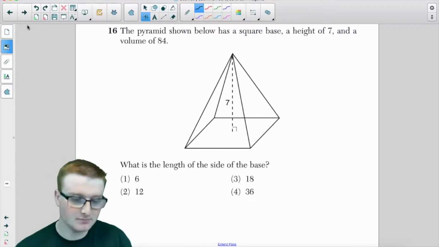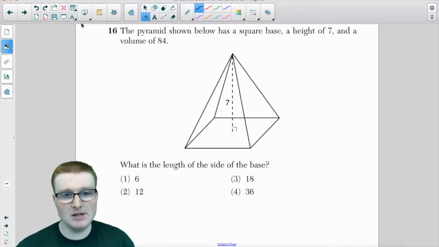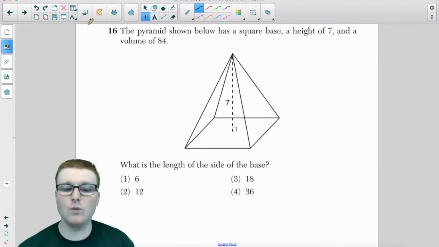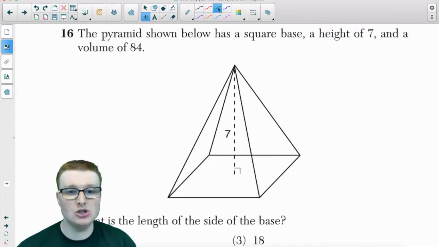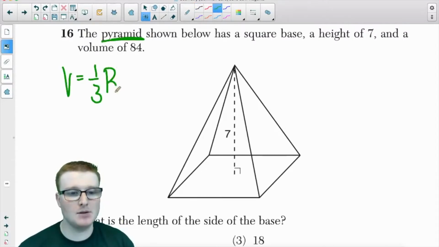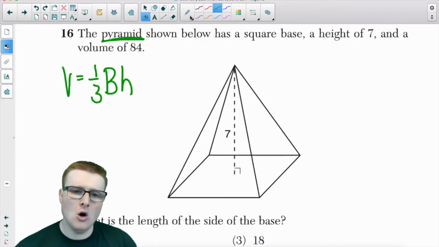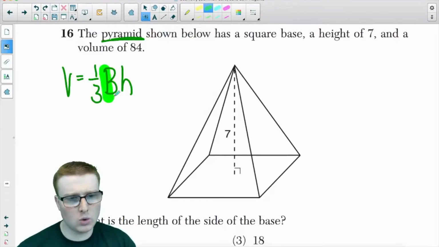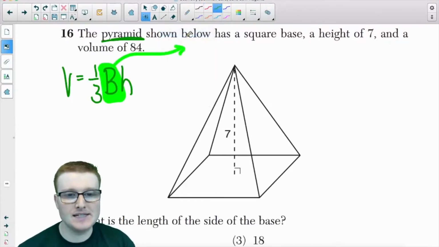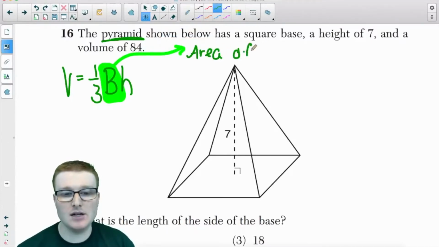Anything is fine. Number 16. The pyramid shown below has a square base, a height of 7, and a volume of 84. What is the length of one side of its base? So you need to know that the volume of a pyramid is 1/3 capital B times the height. And if you don't know it, it is on your reference sheet. Now, what you need to know is what in the world does that capital B stand for? Well, the capital B stands for, and they don't tell you this on the reference sheet, I wish they did, the area of the base.